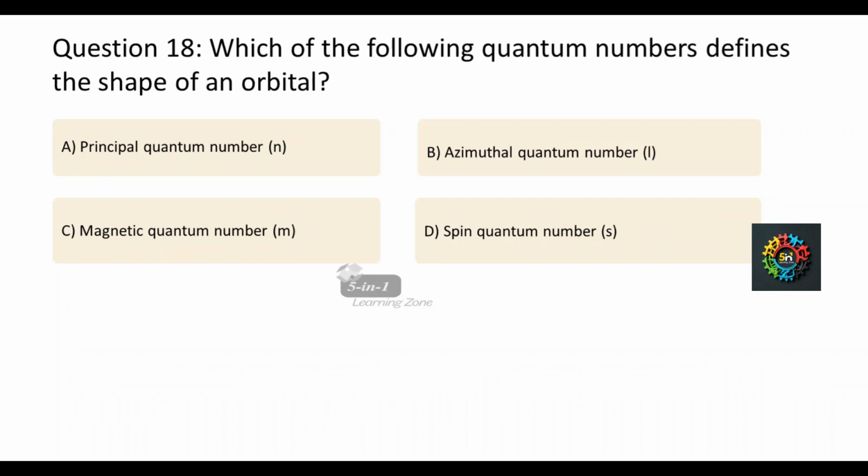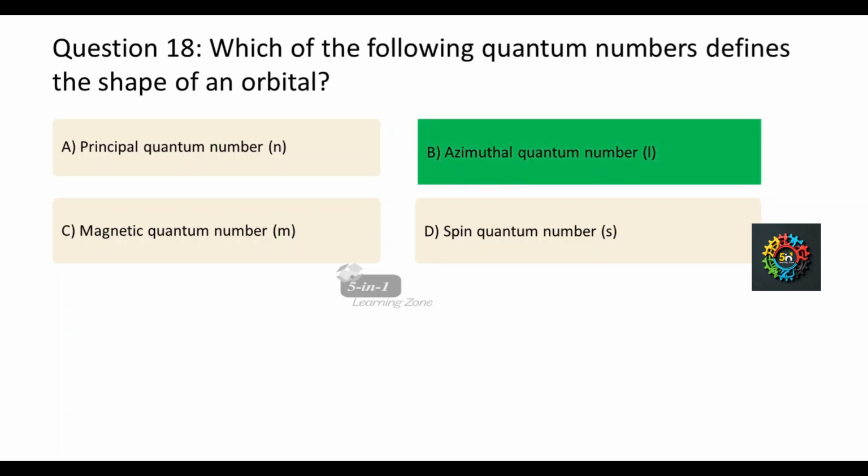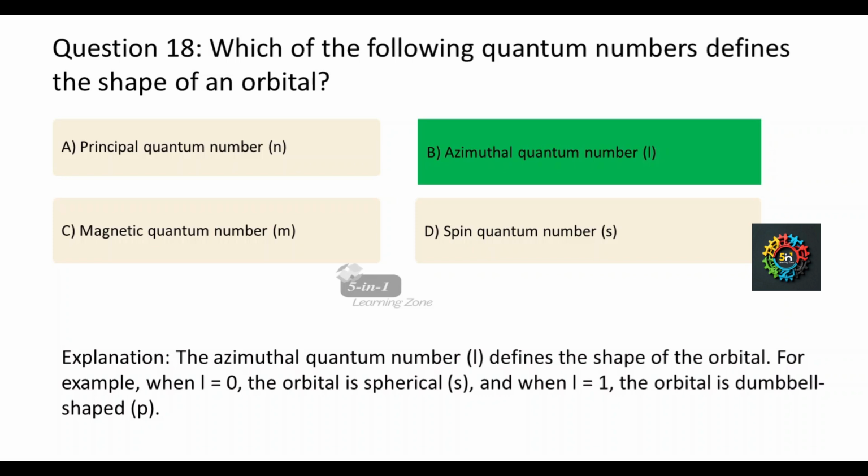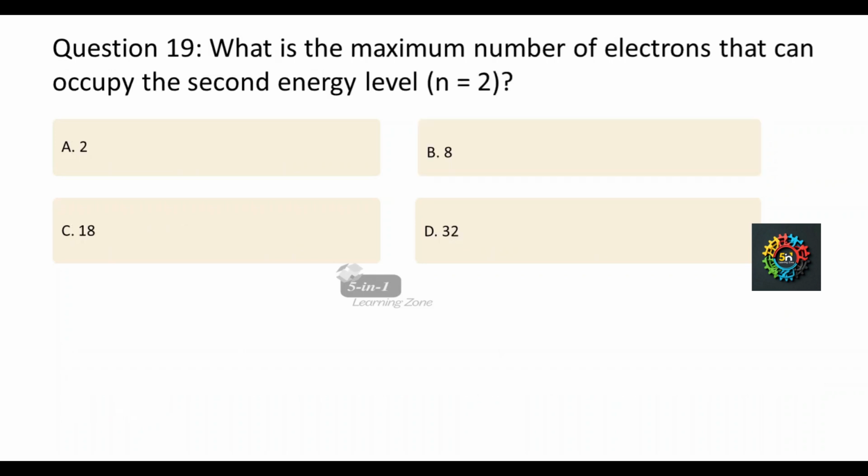18. Which of the following quantum numbers defines the shape of an orbital? Answer: B. Azimuthal quantum number L. Explanation: the azimuthal quantum number L defines the shape of the orbital. For example, when L equals 0, the orbital is spherical, s, and when L equals 1, the orbital is dumbbell-shaped, p.